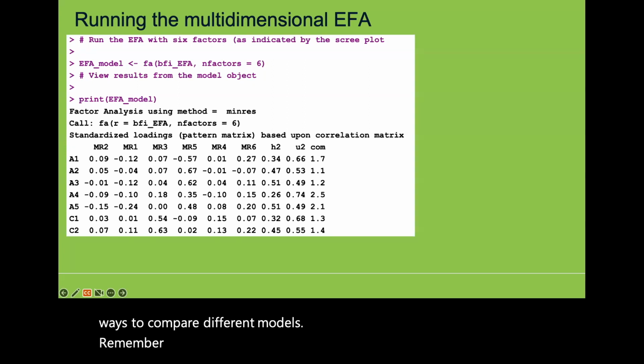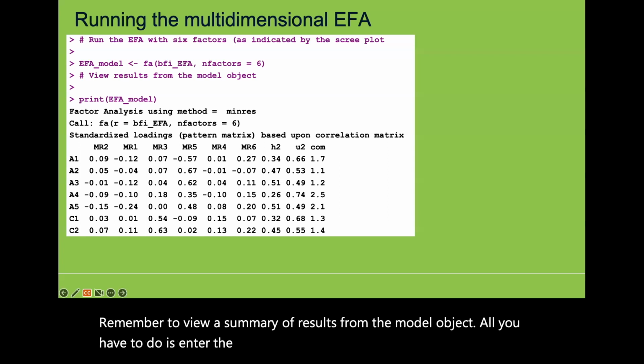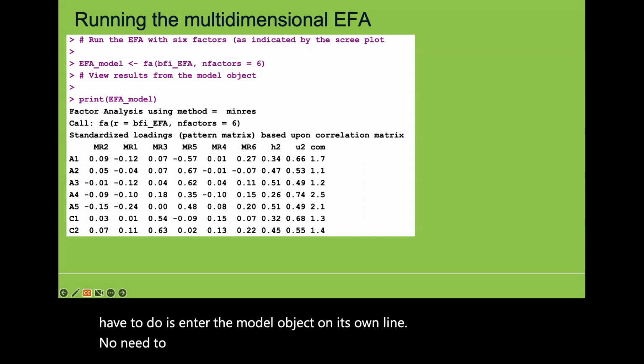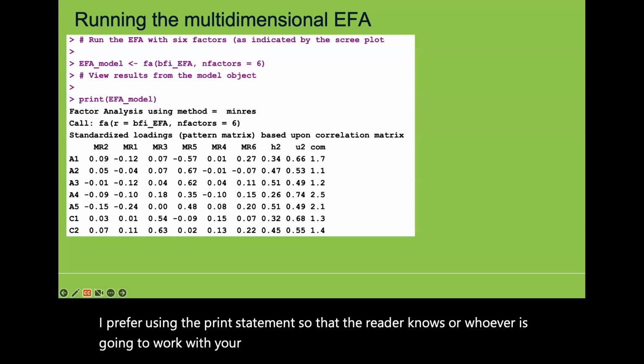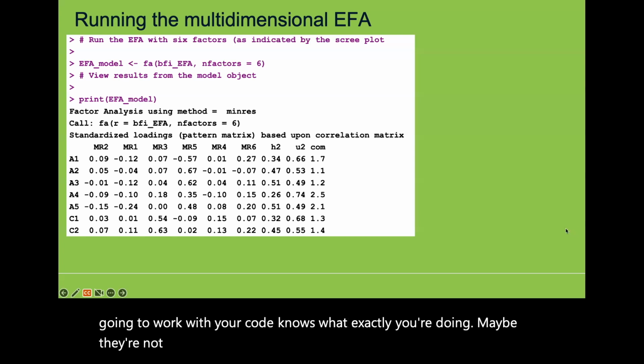Remember, to view a summary of results from the model object, all you have to do is enter the model object on its own line. No need to use the summary argument. I prefer using the print statement so that the reader knows, or whoever's going to work with your code knows, what exactly you're doing. They may not be well versed in R.